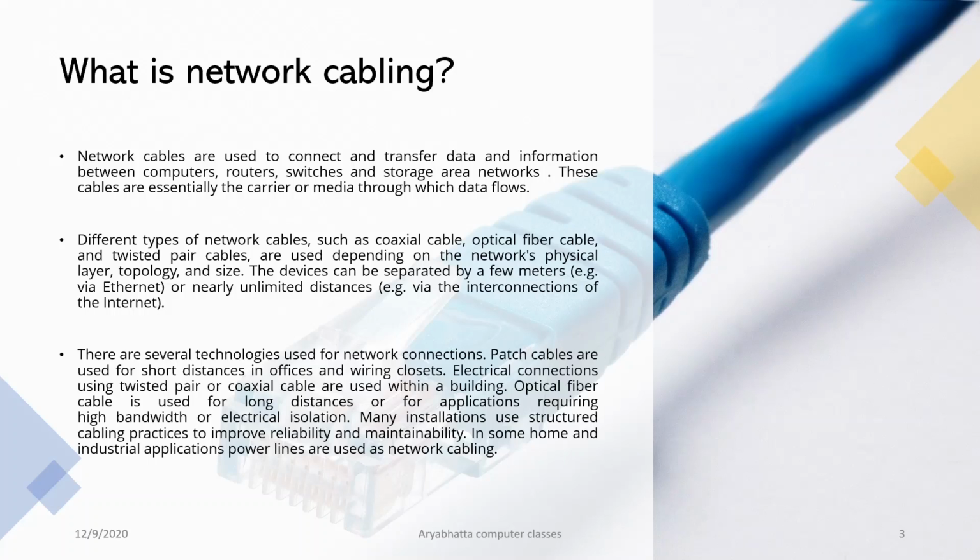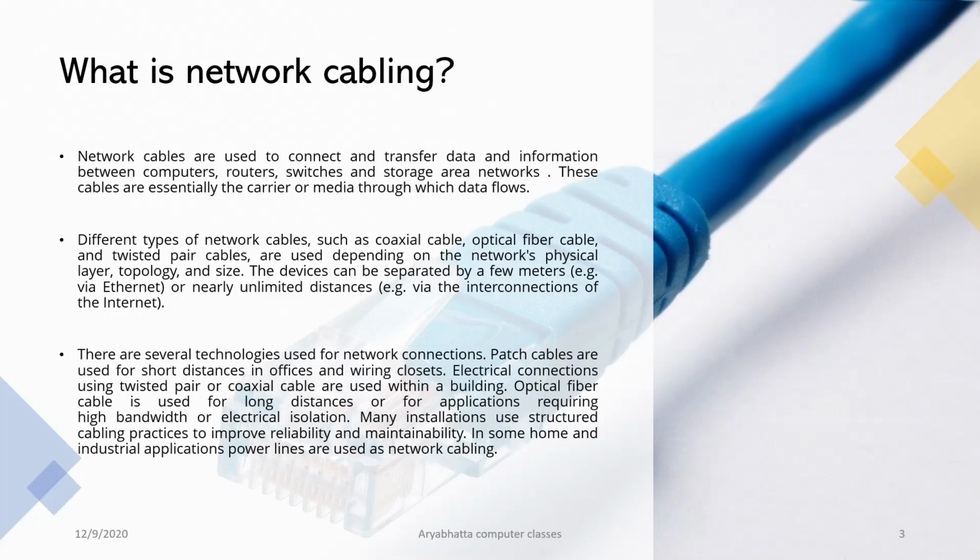How long is the network? If we have a very large network size, suppose a worldwide World Wide Web type network, then we need to install fiber cable, because fiber cable does not lose much transmission frequency. So basically it depends on the type of network physical layer, topology and size. Devices can be separated by a few meters, for example via Ethernet, or nearly unlimited distance, for example via the interconnection or the internet.